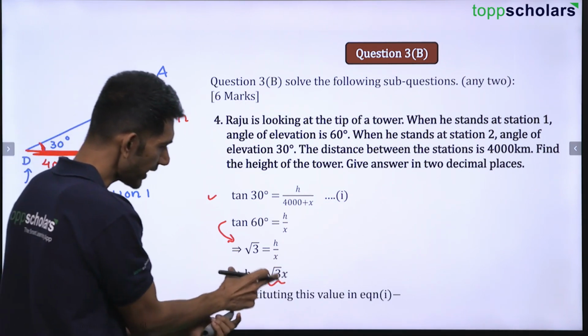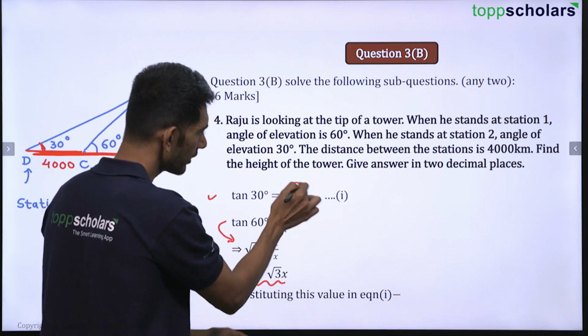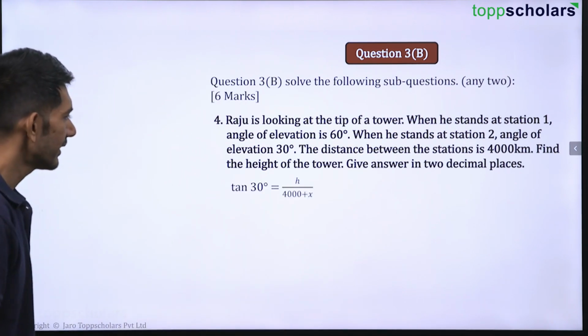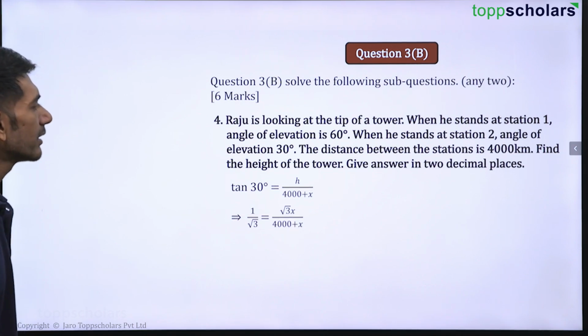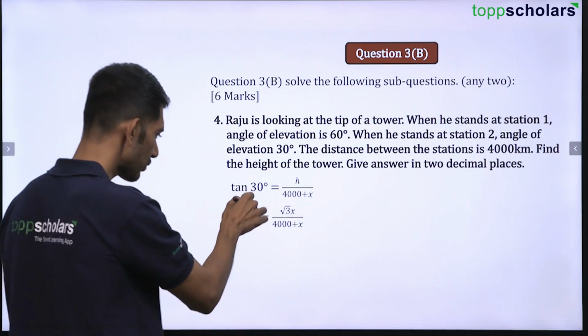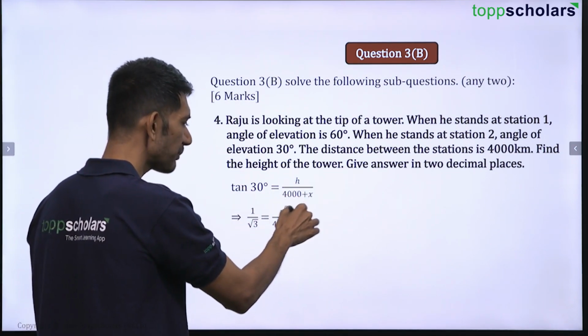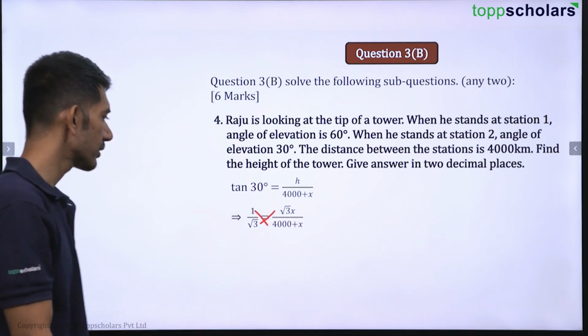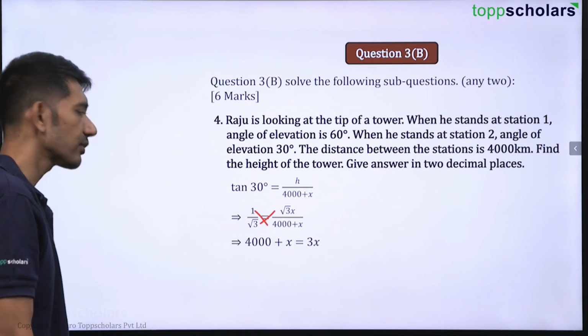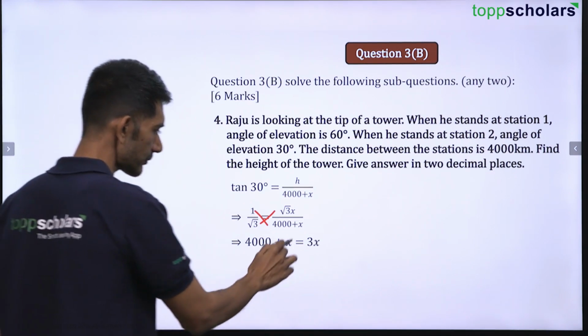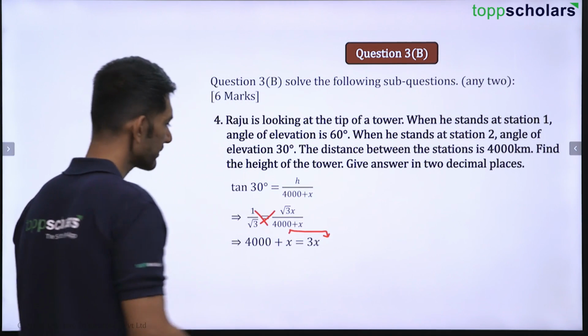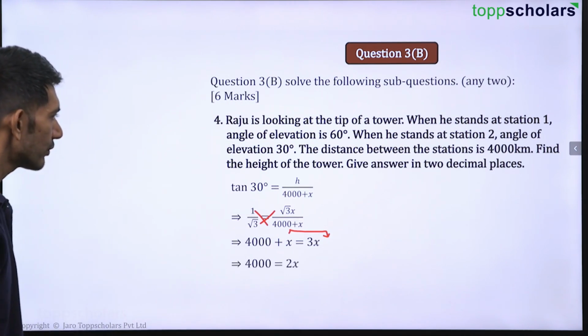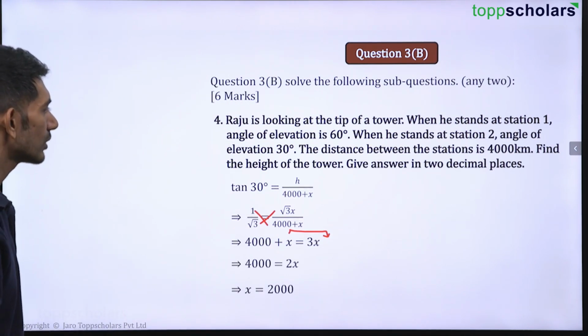Now we can put h is equal to root 3x over here. So can I say tan 30 is equal to h by 4000 plus x, that is 1 by root 3 is equal to root 3x by 4000 plus x. So root 3 goes here, this goes here. So 4000 plus x is equal to 3x. X goes on the other side. So 2x is equal to 4000 and then x is equal to 2000.